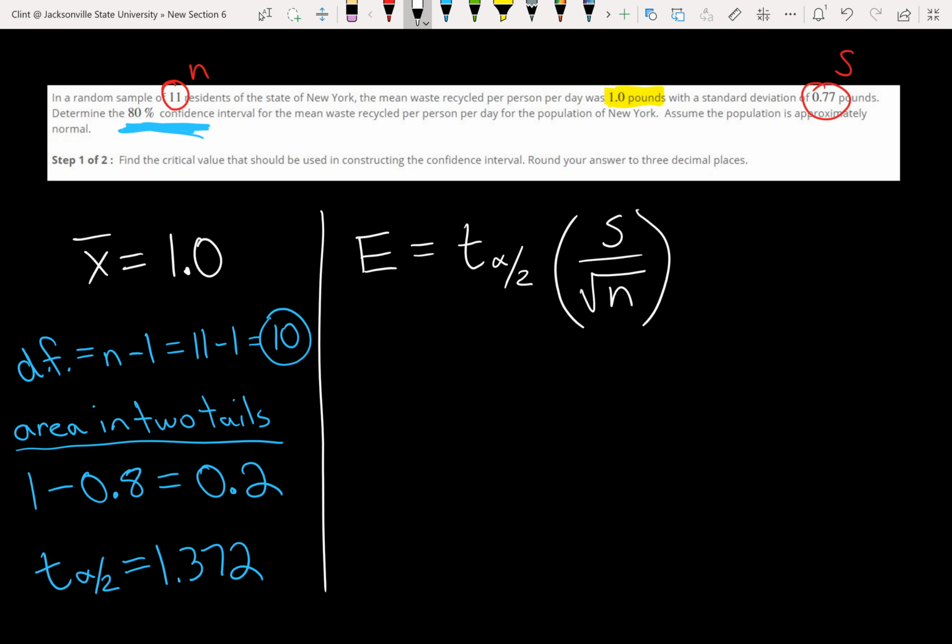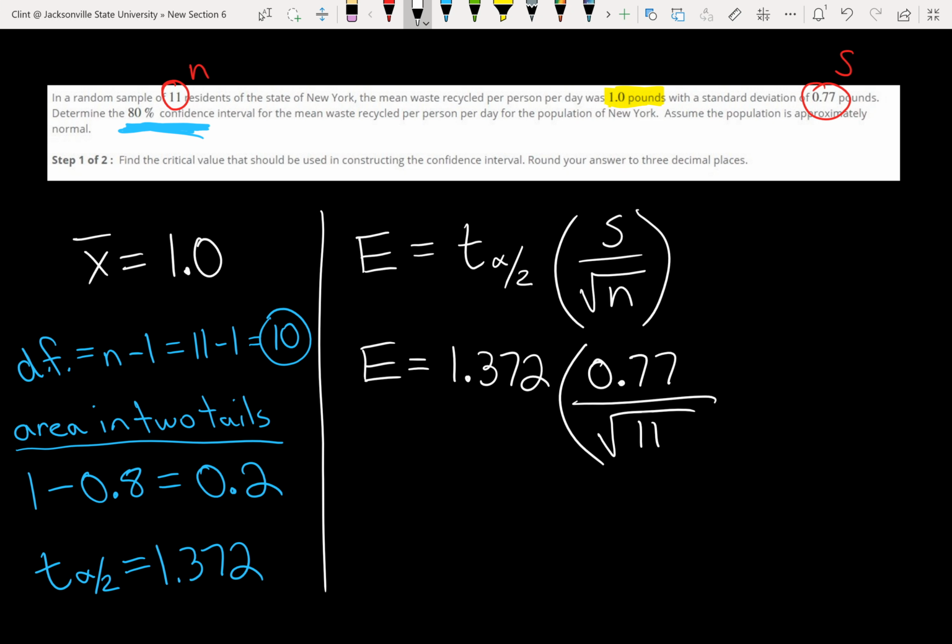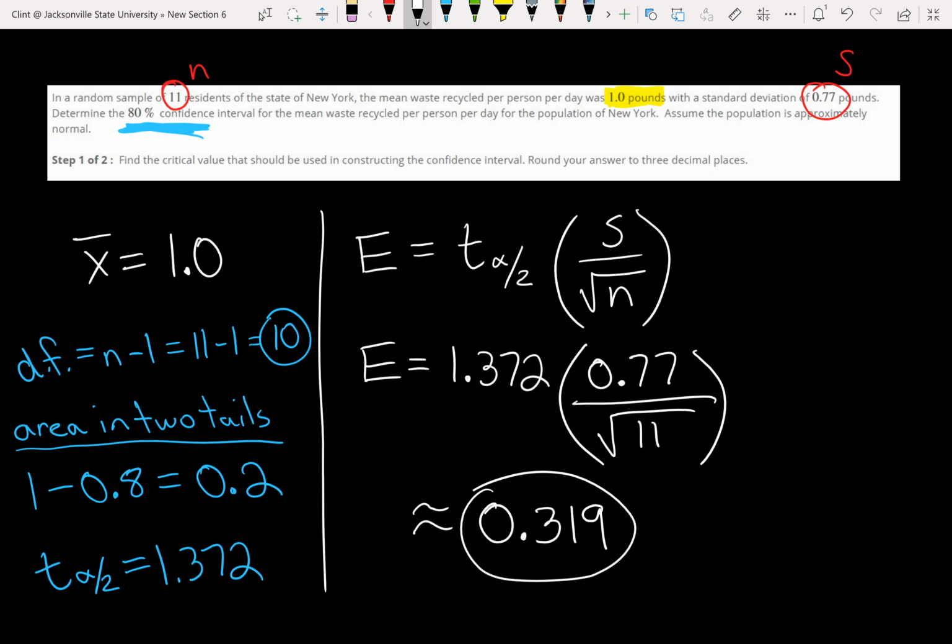So now we can figure out our margin of error. That's 1.372 times our standard deviation, 0.77, divided by the square root of our sample size, which was 11. And it says we can round to 3 decimal places, so we will. 1.372 times 0.77 divided by the square root of 11. We round to 3 decimal places. This one rounds to 0.31, and then the last digit rounds up to 9. So this is our step 1 answer, our margin of error.